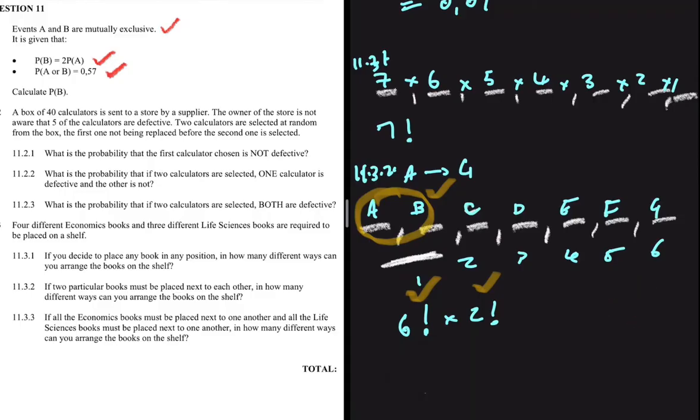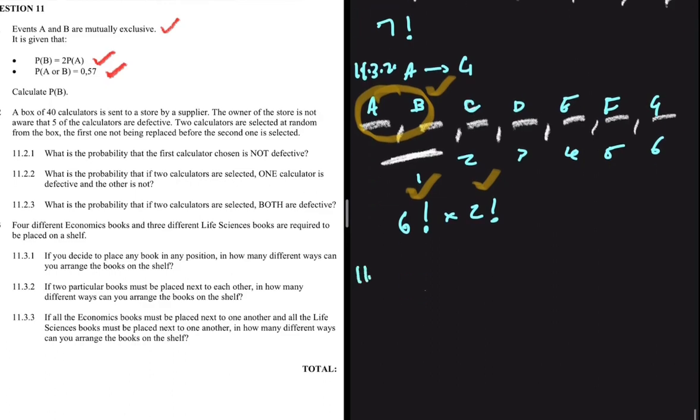Right. Counting principle is very interesting. You have to think about all possible scenarios. You cannot leave anything out. 11.3.3. If all the economics books must be placed next to one another and all the life science books must be placed next to one another, in how many ways can you arrange the books on the shelf?